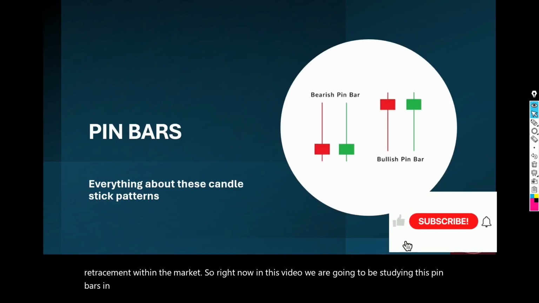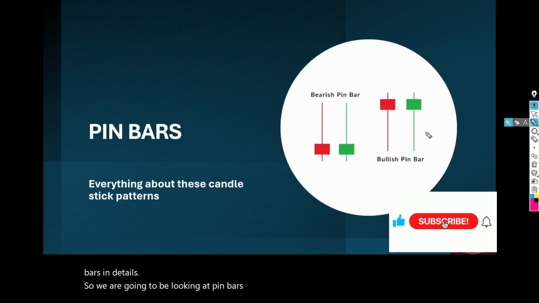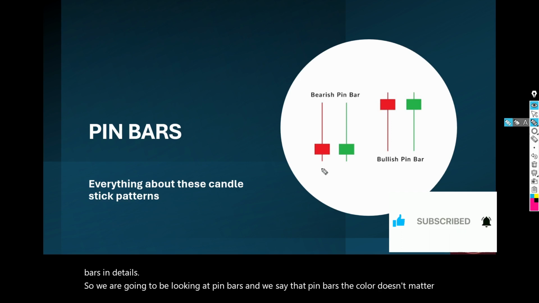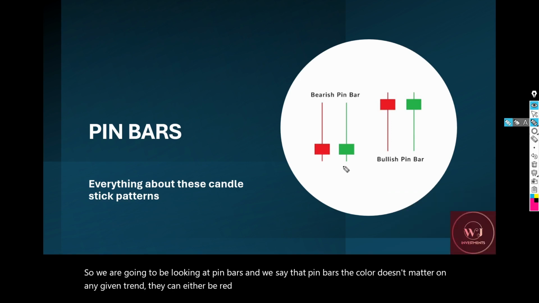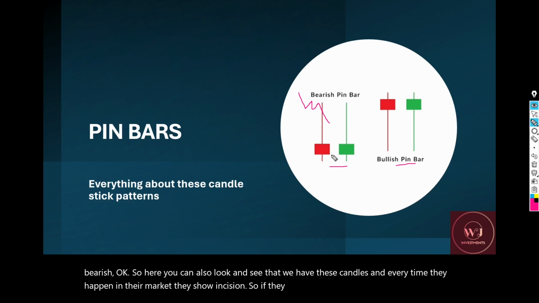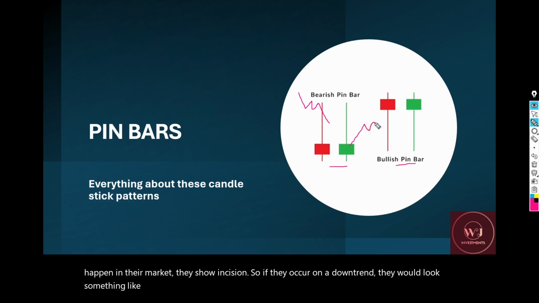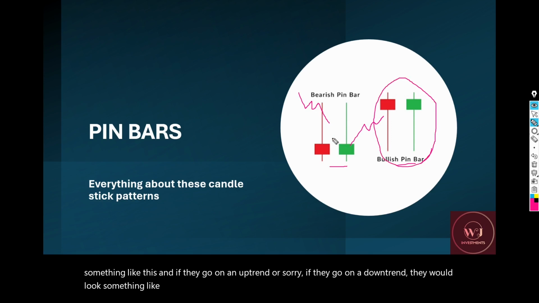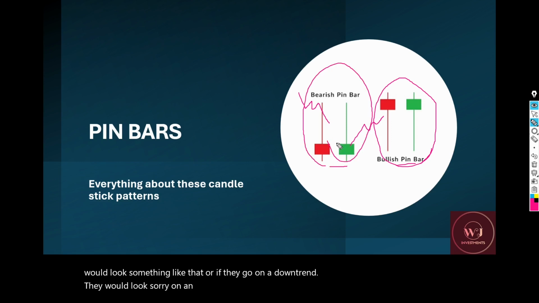We say that for pin bars, the color doesn't matter on any given trend. They can either be red or green, or they can look bullish or bearish. Okay, so here you can also see these candles, and every time they happen in the market they show indecision. If they occur on a downtrend, they would look something like this, and if they occur on an uptrend, they would look something like that.